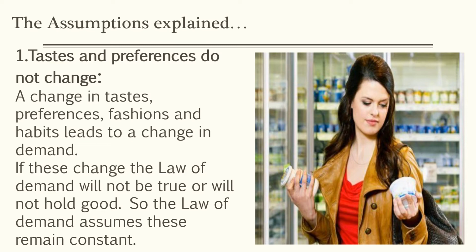So then my law will not hold good, that at lower price I will demand more of tea. Why will it not hold good? Because suddenly I have changed my mind and I have decided that I like coffee now and no longer like tea. So if I have changed my preferences, then I will not buy more tea even if the price of tea is less. So it will go against the law of demand. So if my law is going to be true, then tastes, preferences, habits, fashions must not change. They must be constant.